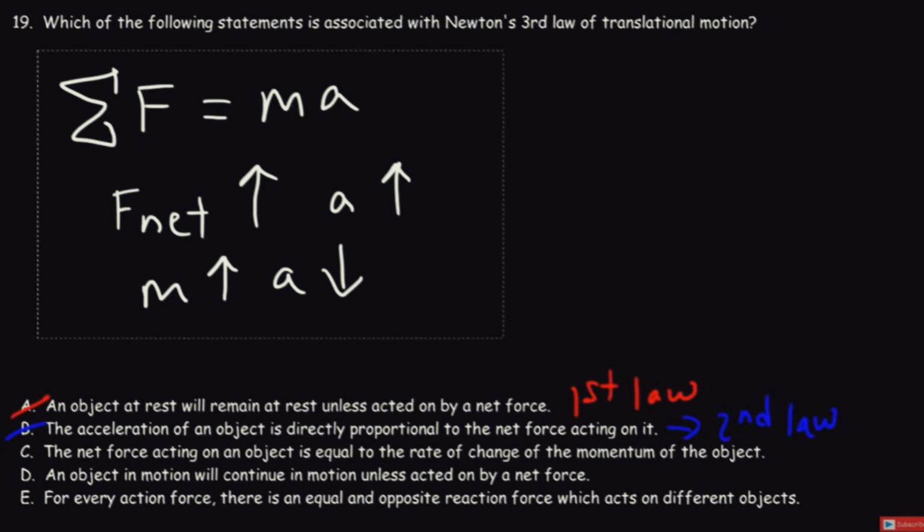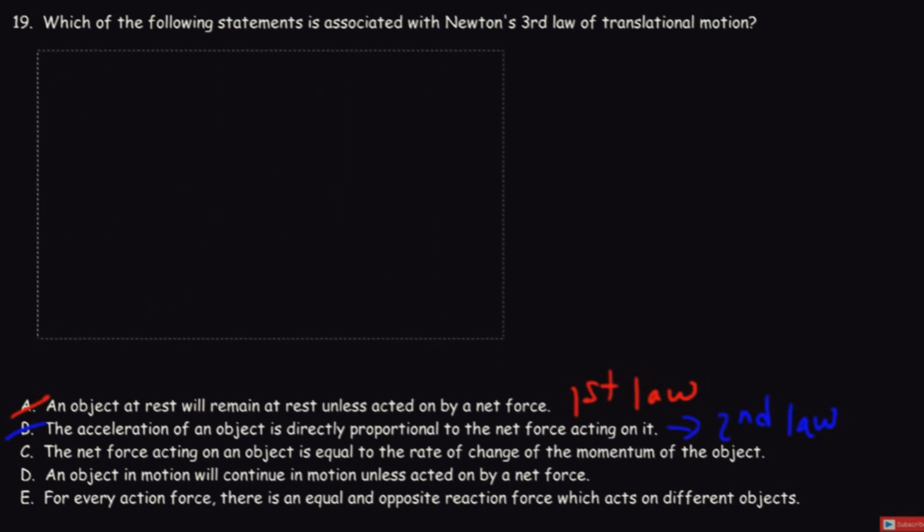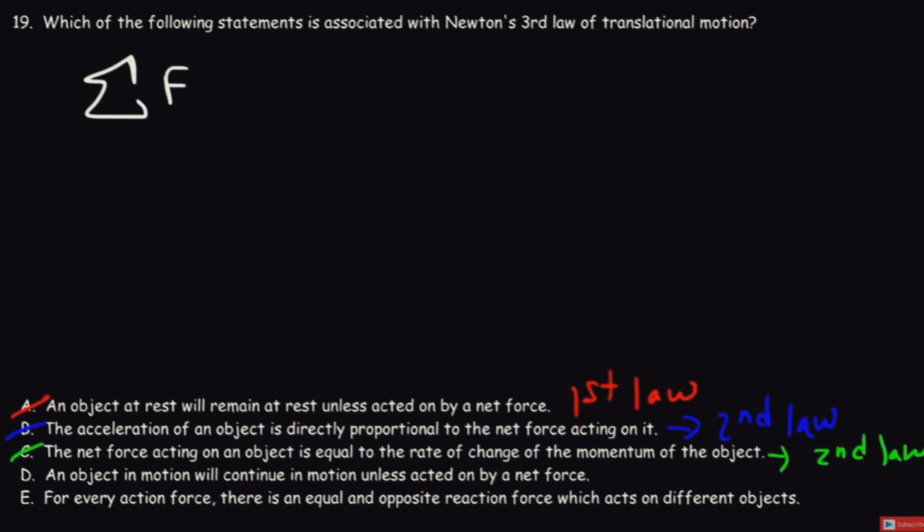Now, what about answer choice C? The net force acting on an object is equal to the rate of change of the momentum of the object. Now, this too is related to Newton's second law of motion. So let's start with the equation: net force is mass times acceleration.